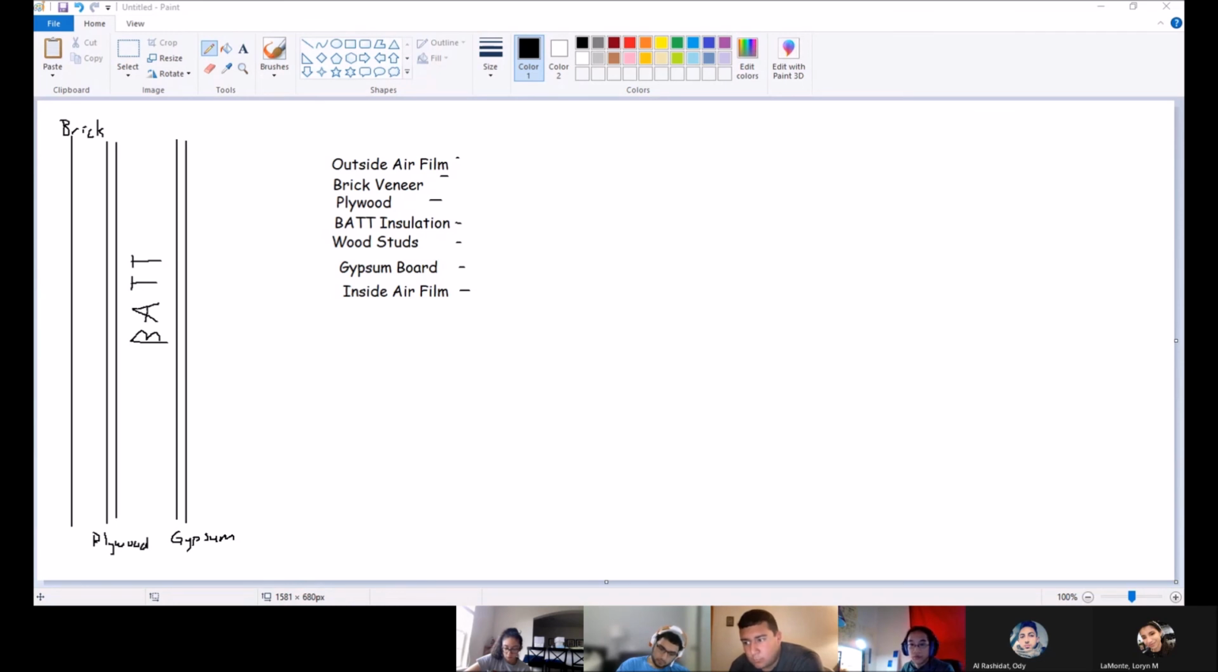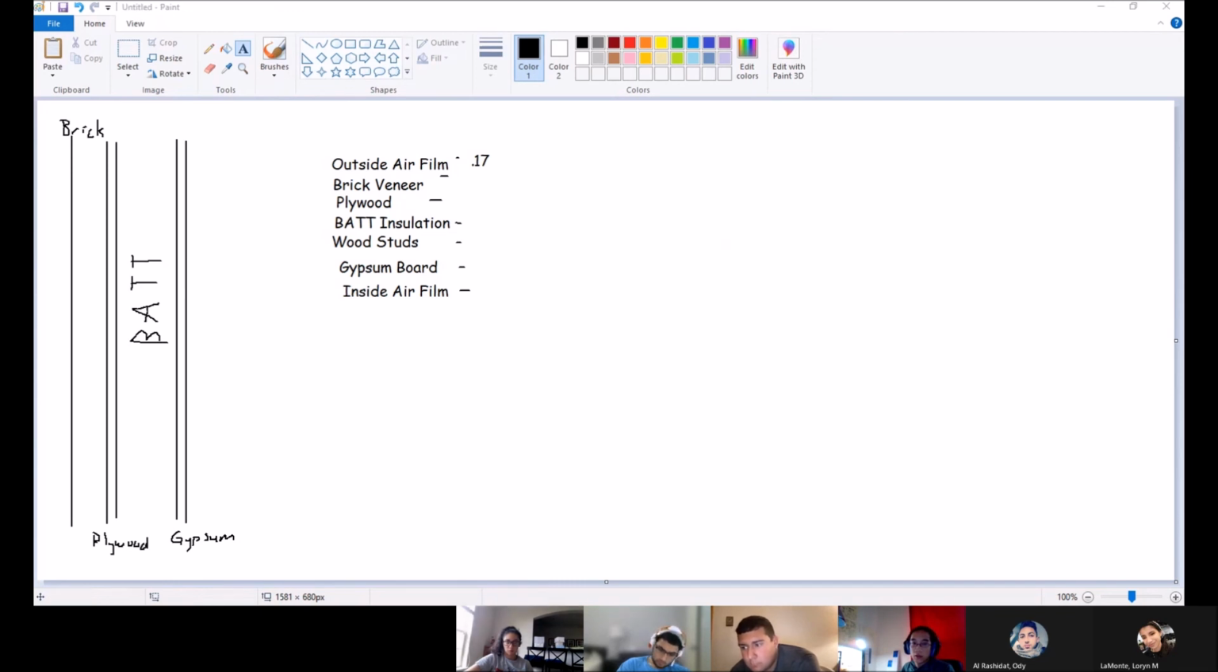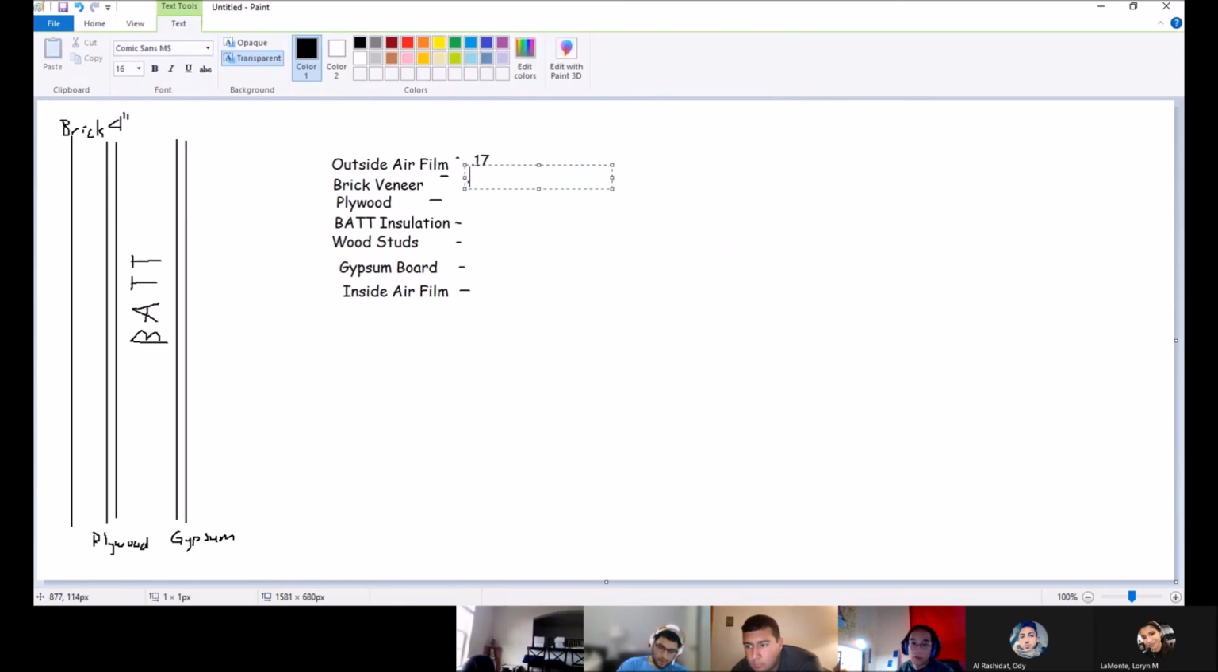So you sort of overestimate, right? So our air film value would be 0.17. And you have your bricks. That'll just be 0.10 per inch thickness. Let's just say this is 4 inches. So that would just be 0.4.